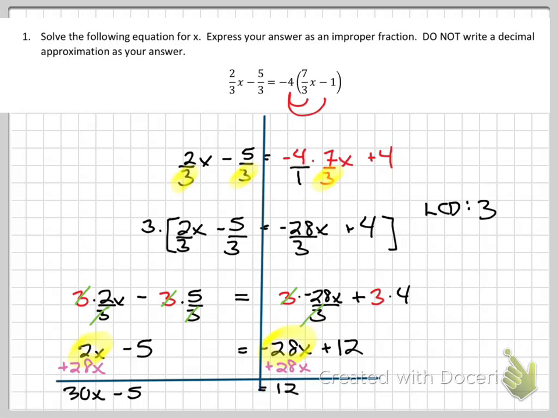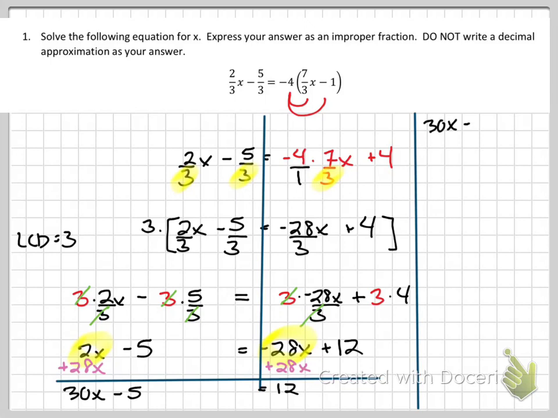At this point, you can see we're kind of out of room here. So let me write the LCD equals 3 over here. So I will come up here and see if I can use the space on the right-hand side to finish the problem. So we have 30x minus 5 equals 12.